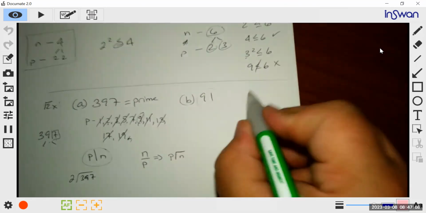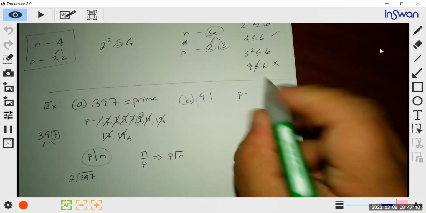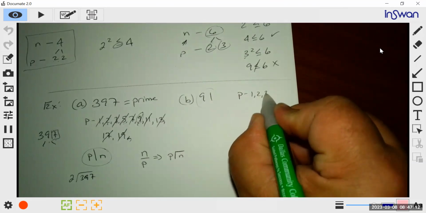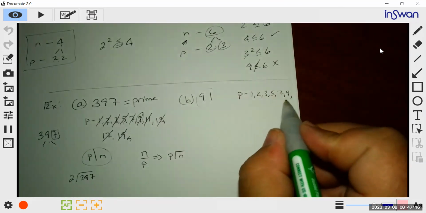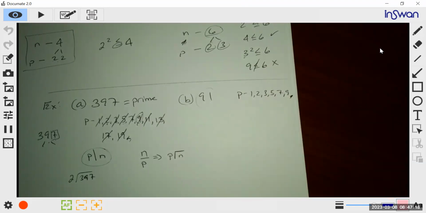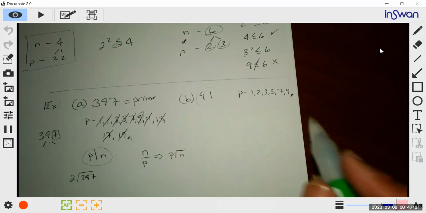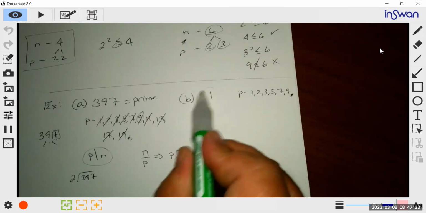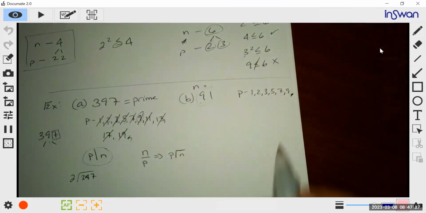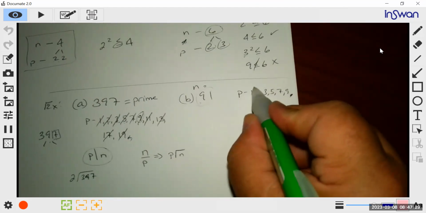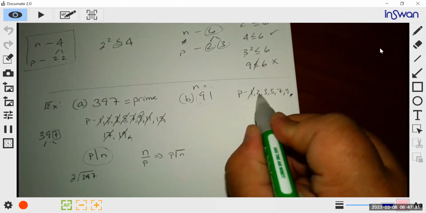Let's look at 91. Here are all the possible p's we can use: 1, 2, 3, 5, 7, 9. We can't go any higher than 9 because 11 times 11 is 121, which is bigger than this. This is my n. So 1 goes in there, but we can't use that.